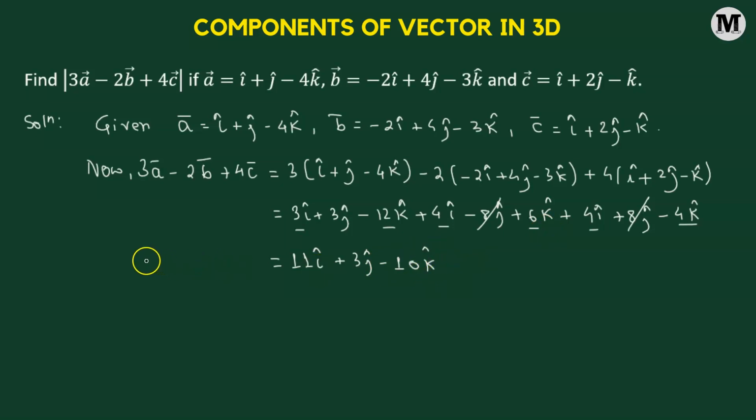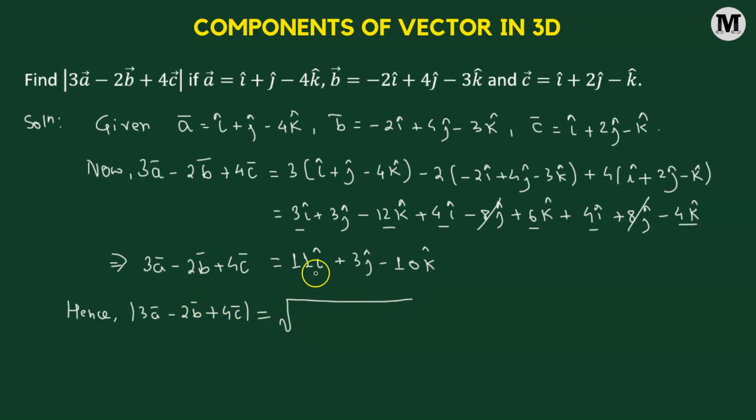So we have now expressed the vector 3a vector minus 2b vector plus 4c vector in terms of the unit vectors i cap, j cap and k cap. So let's find out the magnitude of 3a vector minus 2b vector plus 4c vector. All we have to do is take the square root. Underneath the square root, we're going to take the sum of squares. We'll start with the coefficient of i cap, that's 11. We're going to square this value. Add it to the coefficient of j cap, so that's 3. Square this value and add it to the square of the coefficient of k cap, so that's negative 10 squared.